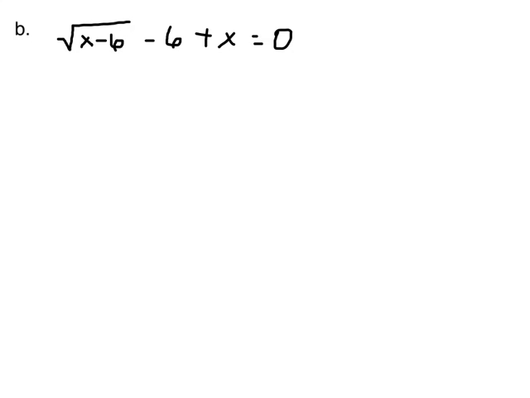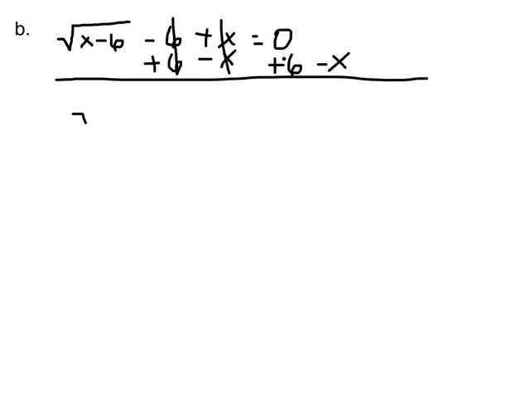Okay, here we have a little bit more complicated, but it's okay. We're going to first isolate this radical over here. Plus 6 minus x. So I've gotten rid of both of those, and I have the square root of x minus 6 equals 6 minus x. Okay? Yes, that's right. All right, now I want to square both of these.